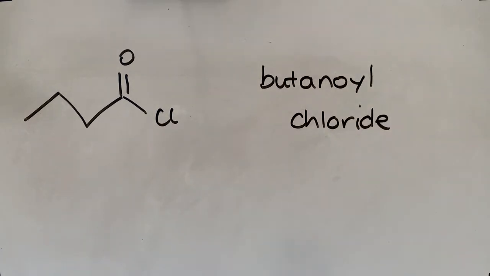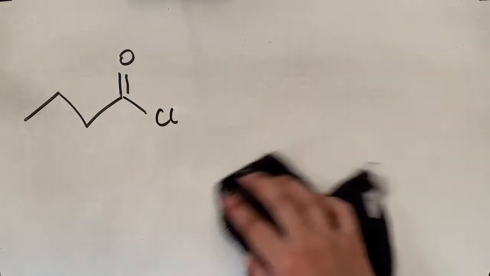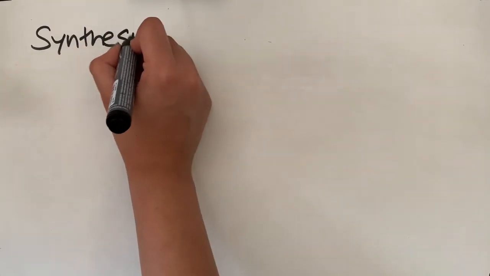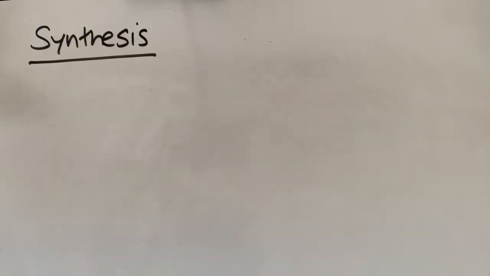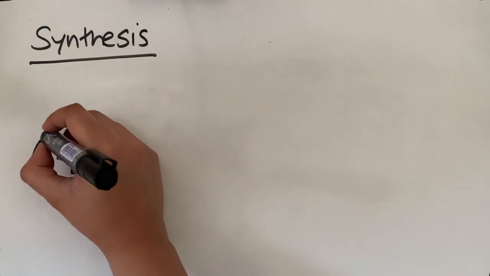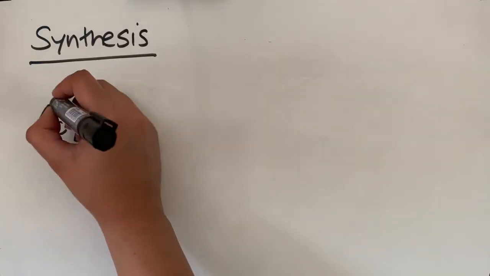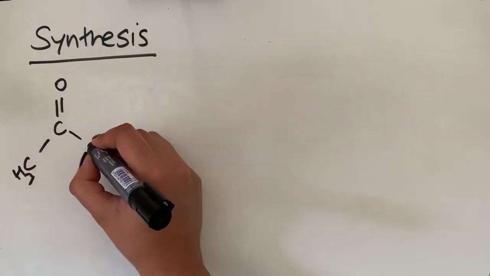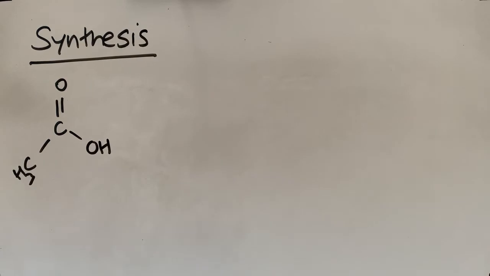Okay, right, let's now have a look at how we synthesize acyl chlorides, so how we make them. So the synthesis of an acyl chloride. They can all be made from their parent carboxylic acid. So I'm going to go for ethanoic acid. So we're going to be making ethanoyl chloride from this.